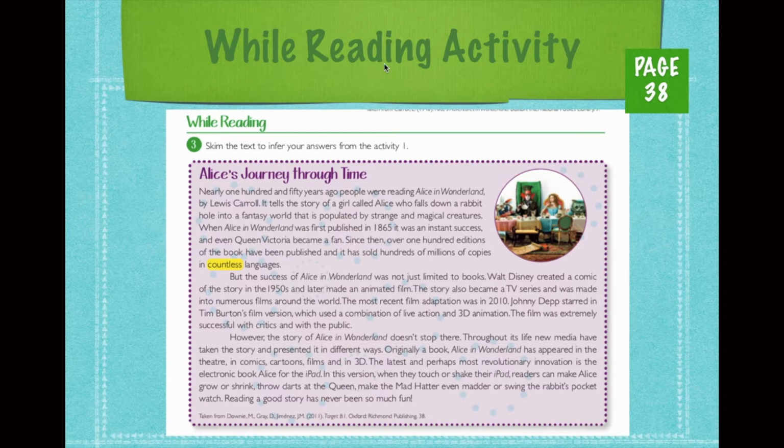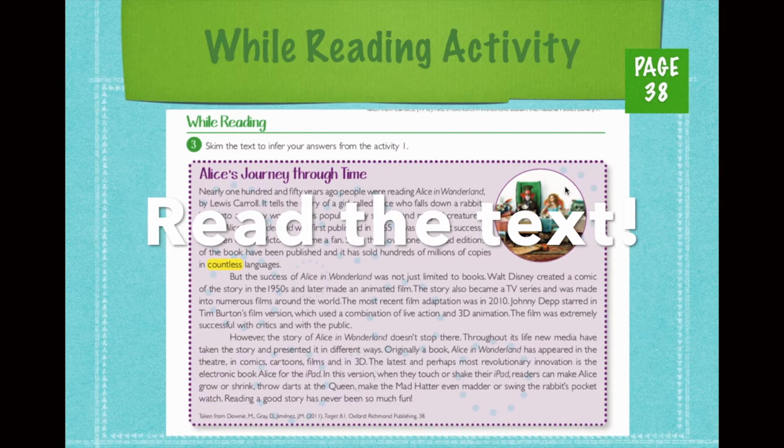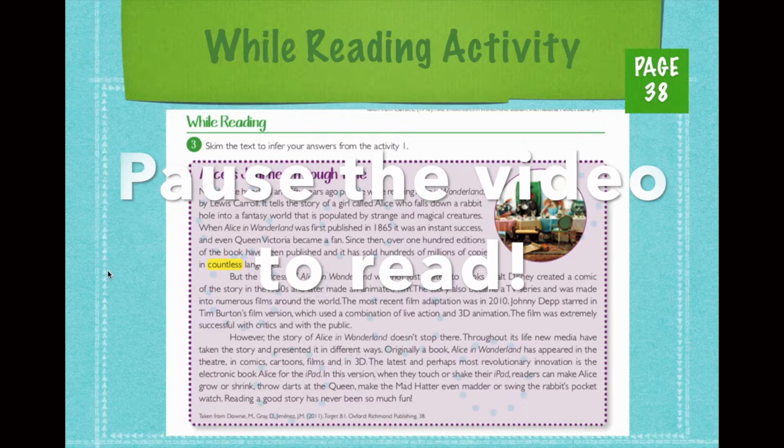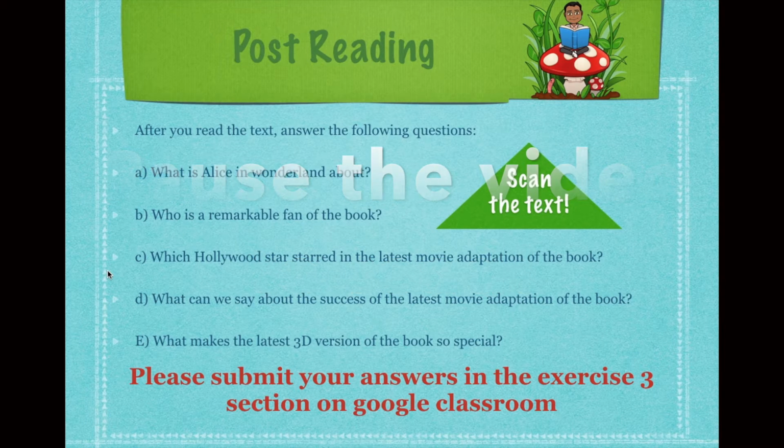Exercise number 3, which is the while reading activity, I want you to read this short text, which tells a little bit about the history behind Alice in Wonderland, and it also tells you a little bit about the success that it has and everything related to it. So just take probably 1 to 5 minutes to read the text. And once you're ready with the text, I need you to answer the following 5 questions.